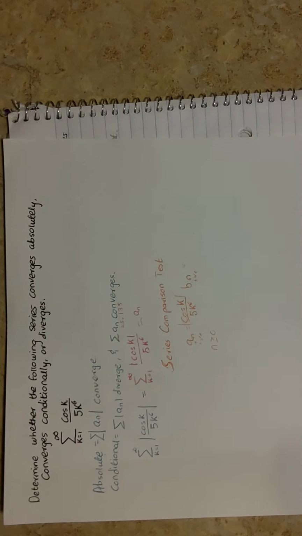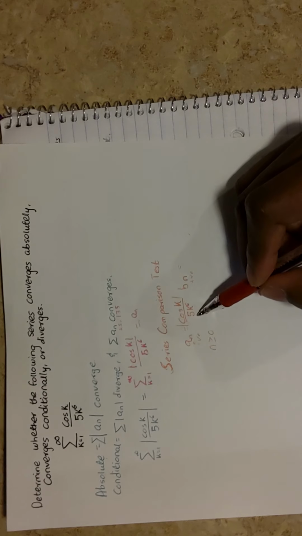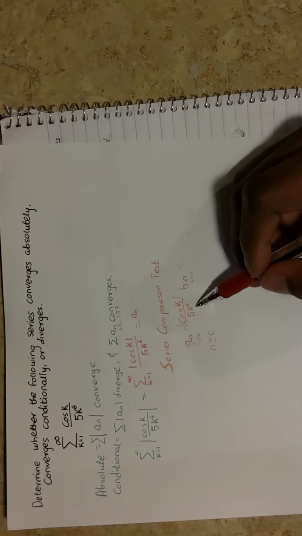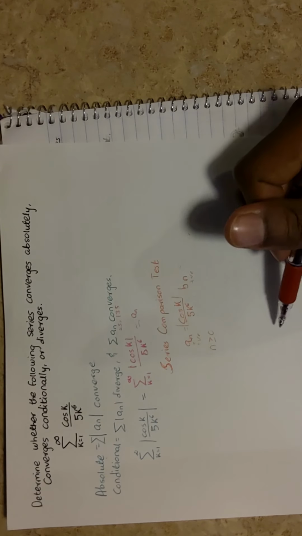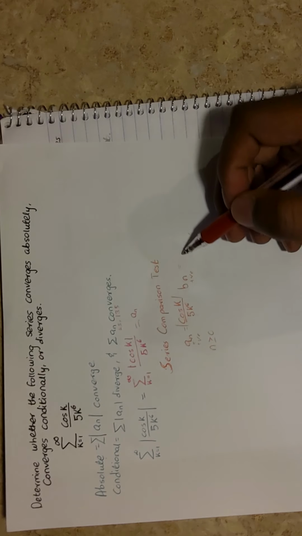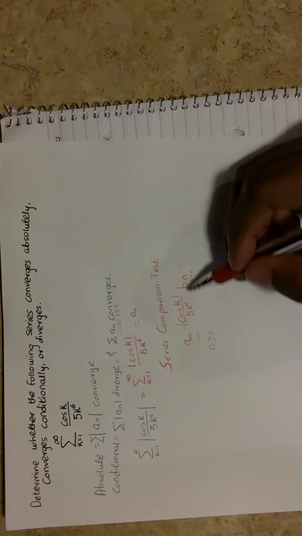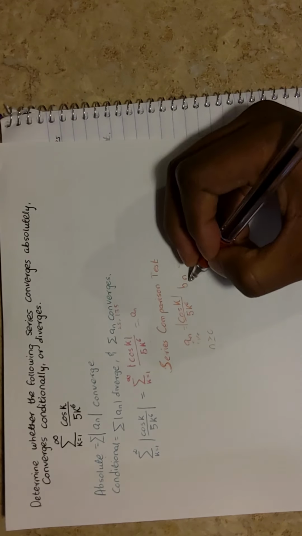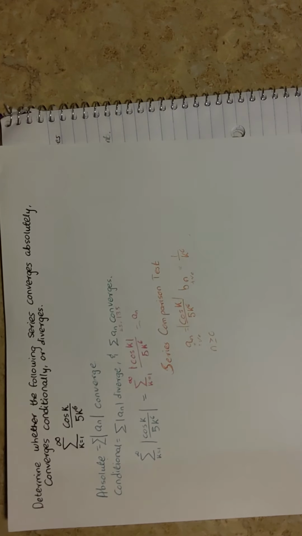So we want something that's gonna help us compare cosine k and k to the sixth. In this case, I'm gonna choose to compare it to the denominator. 5 is just a number, pretty much a constant, so that can go off. I'm more or less concerned about this k to the 6th. So my b sub n is gonna be 1 over k to the 6th, right?